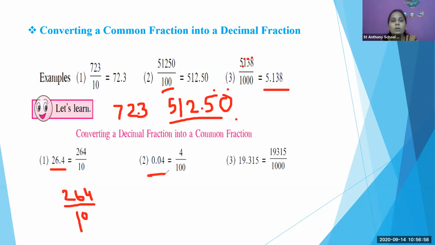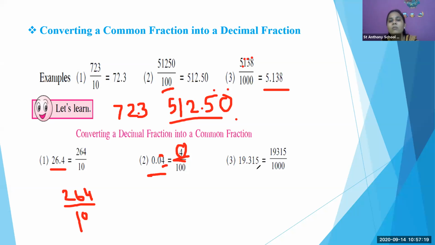Now 0.04. How many digits are there after the decimal point? Two digits. Now which number is there? 4. So we'll write 4 as it is. Now 4 upon how many digits are there after the decimal point? 2. So 100. So 4 upon 100 is the answer.